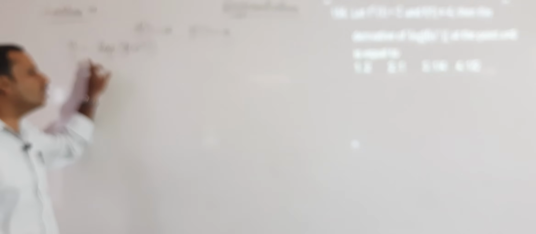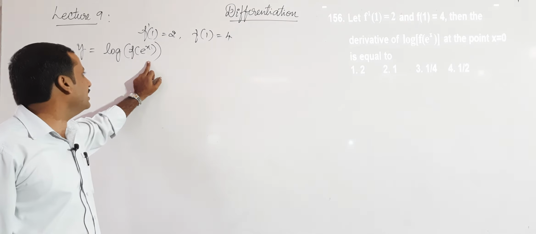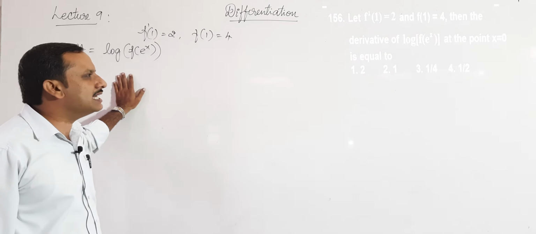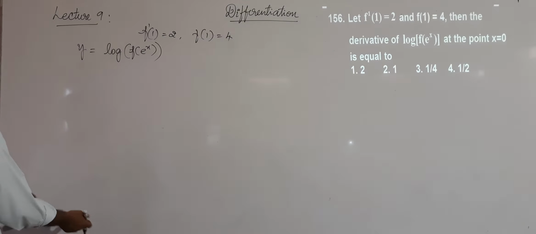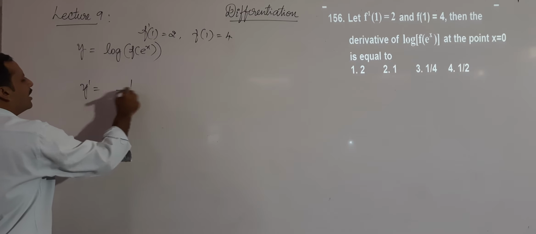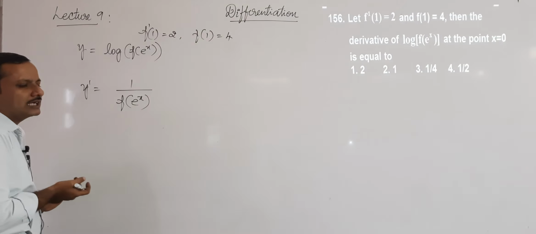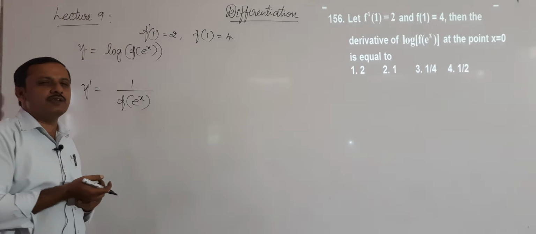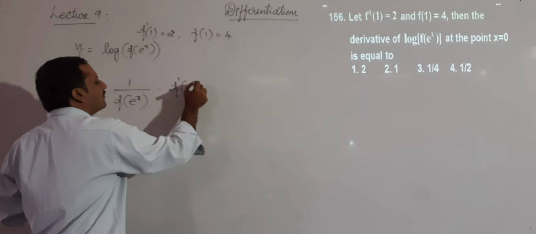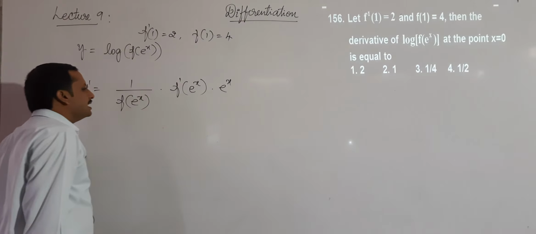Let y is equal to log f of e power x. We want to find out the derivative of this. That means we need to find out y dash at x equal to 0. Let me differentiate this. Y dash is equal to 1 by f of e power x, since the derivative of log x is 1 by x, into f dash of e power x, into the derivative of e power x, which is e power x.